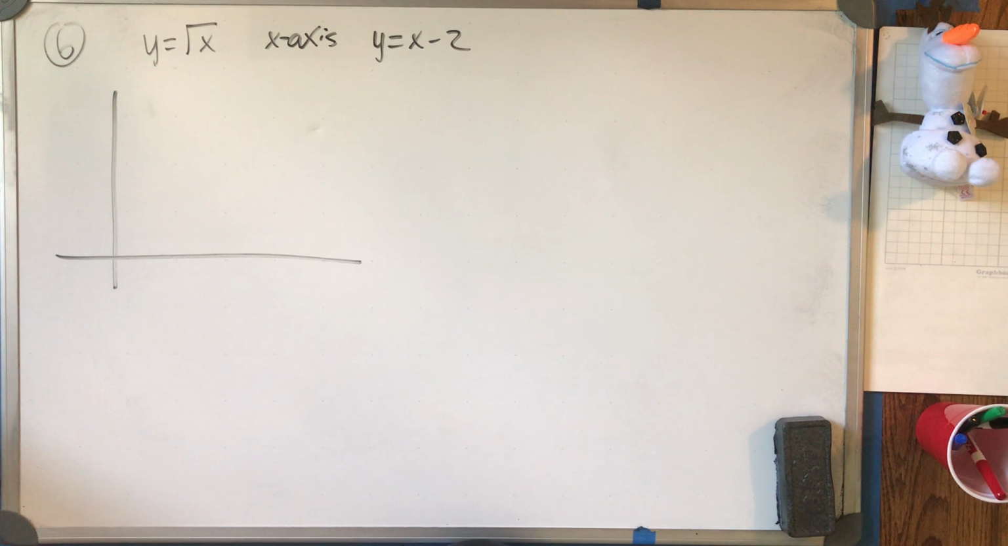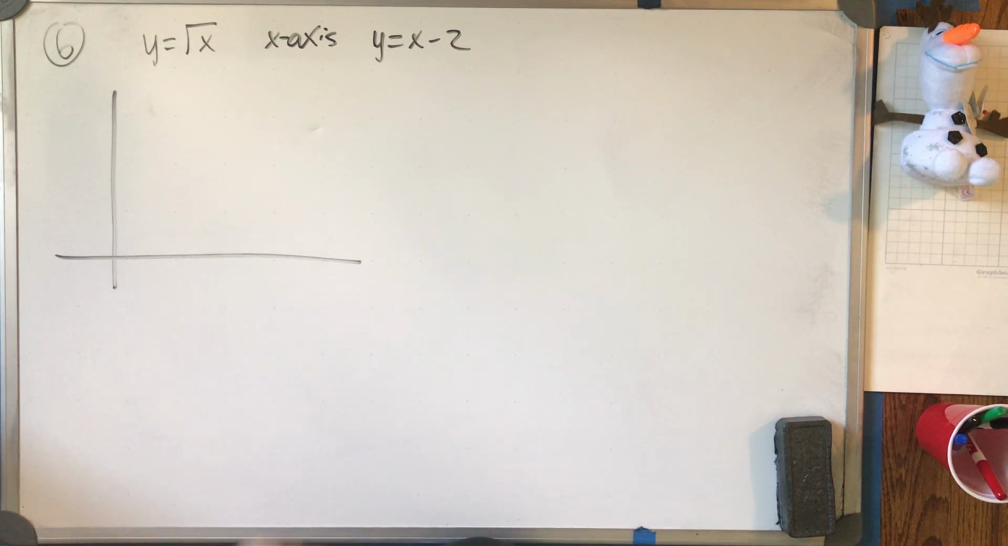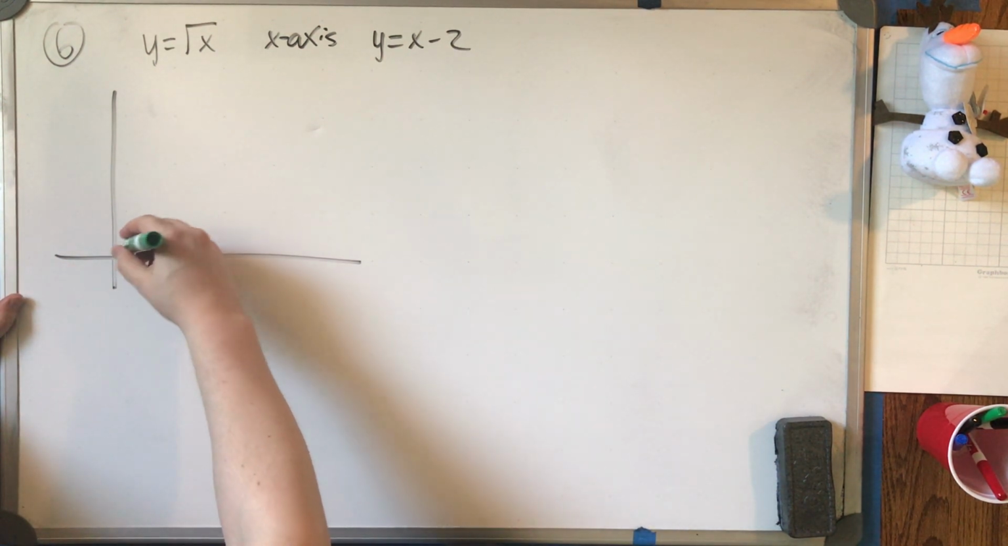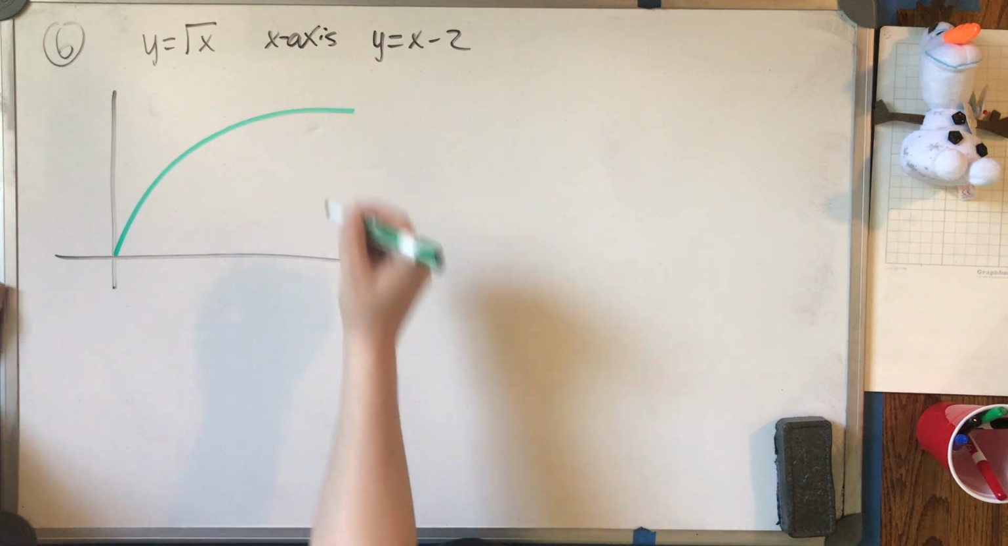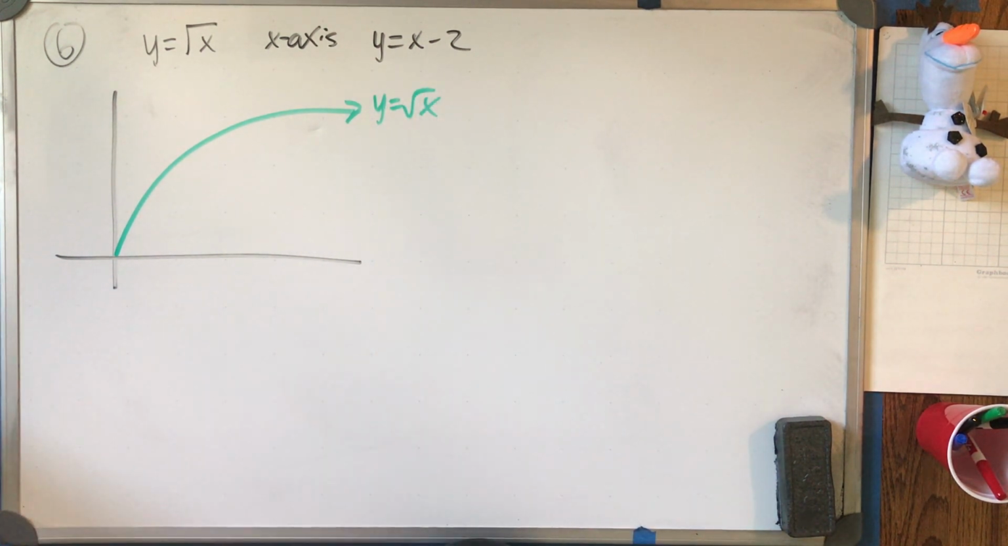Okay, for 6, we have the region bound by the square root of x, the x-axis, and the line y equals x minus 2. So I'm going to start off with the graph of the square root of x, so that's chilling right here, y equals square root of x. The x-axis, I'm not going to bother writing in here.